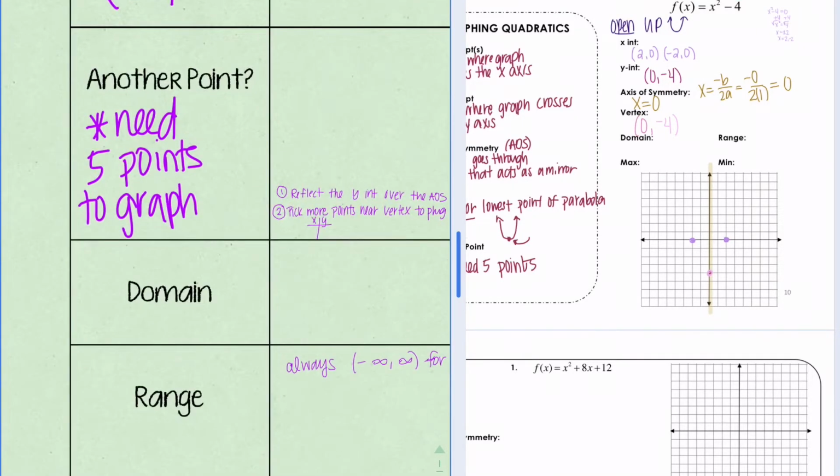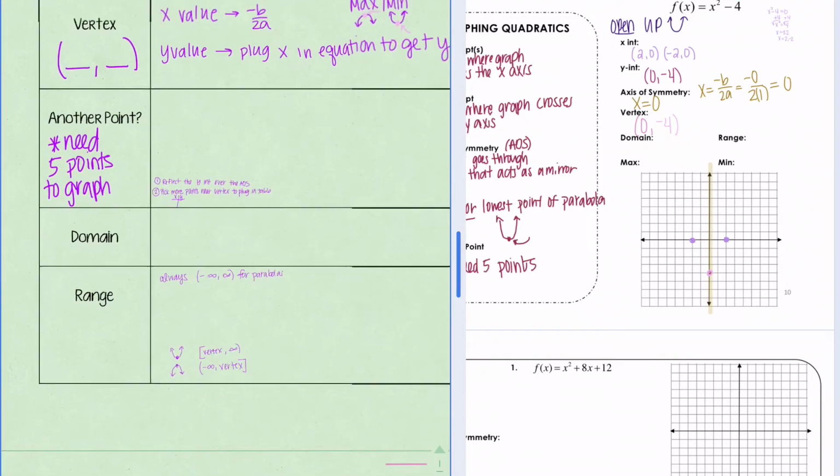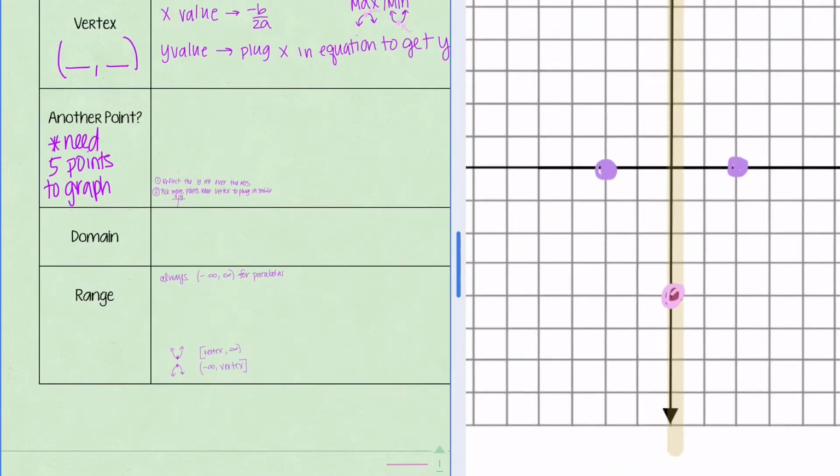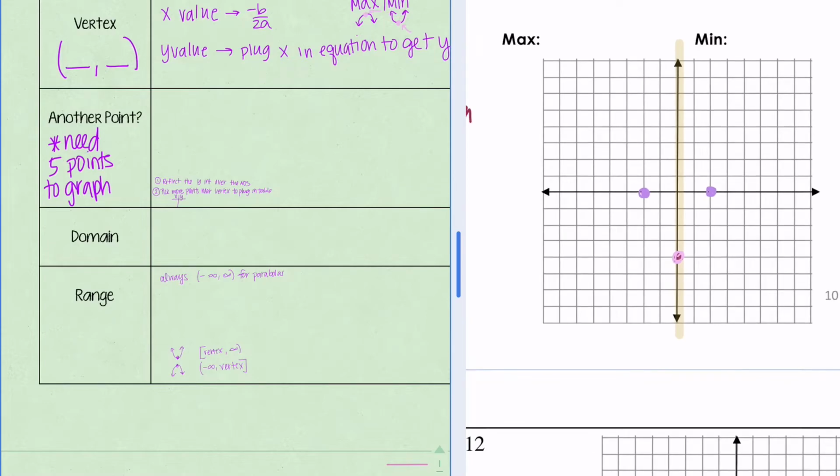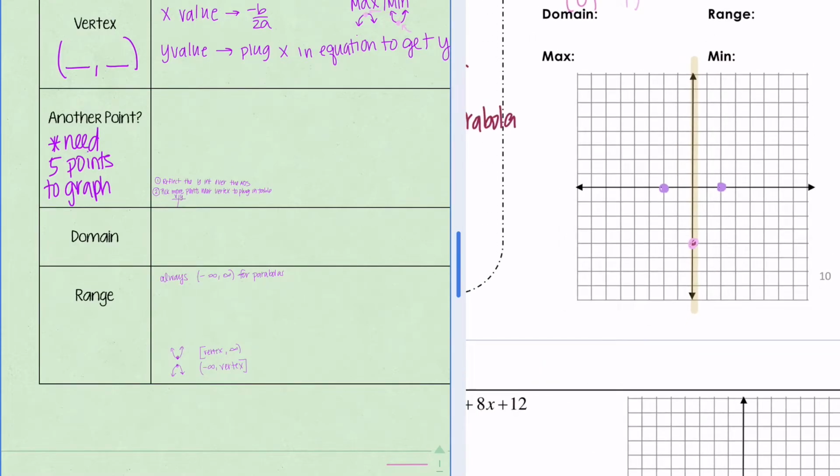Now, another point. The reason I put that is, you need 5 points to draw the graph. So look here, I only have 3, right? So it's going to look like a kind of V. It's going to look a little pointy. So we need 5 points to really round this out.